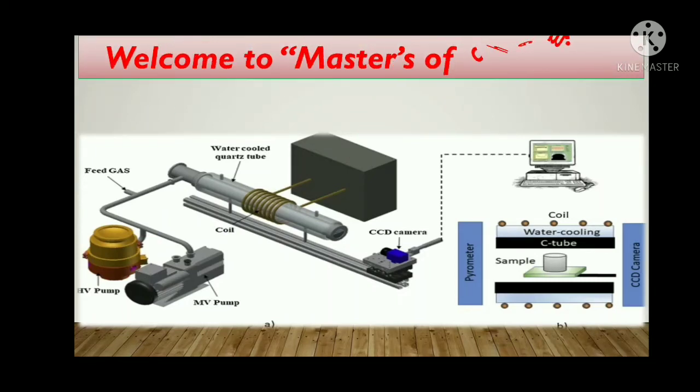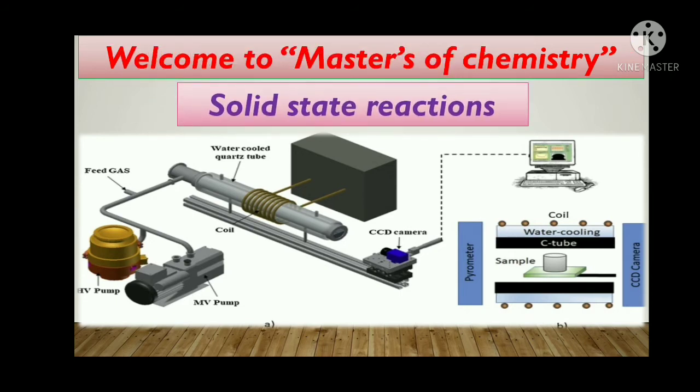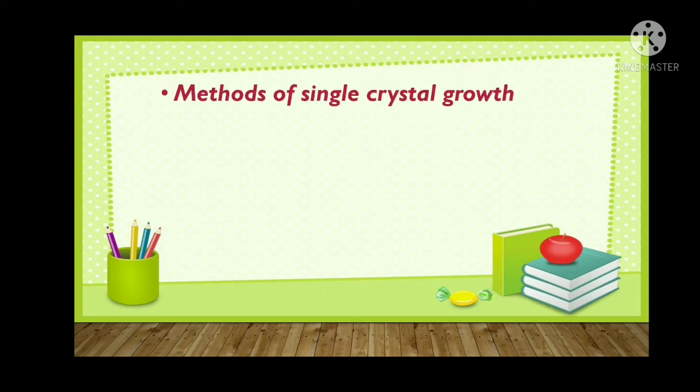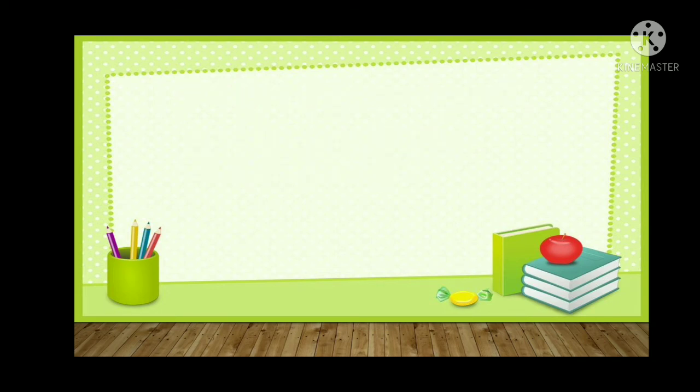We are studying the solid state reaction from physical chemistry. So far we discussed the method of single crystal growth, and we know that in single crystal growth we have two methods. First one is the solution growth method and second one is the melt growth method. We already covered the solution growth method and we are discussing the melt growth method.